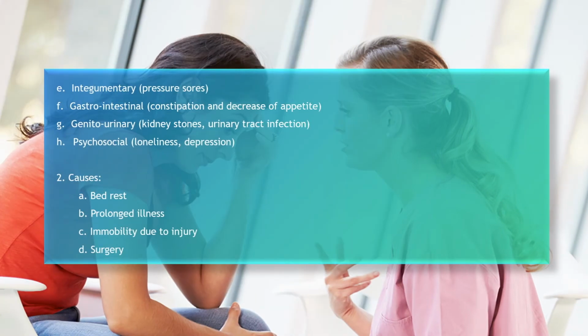Integumentary, such as pressure sores. Gastrointestinal: constipation and decrease of appetite. Genitourinary: kidney stones, urinary tract infection. Psychosocial: loneliness, depression. Causes: bed rest, prolonged illness, immobility due to injury, and surgery.